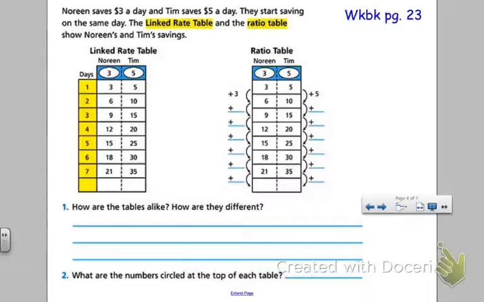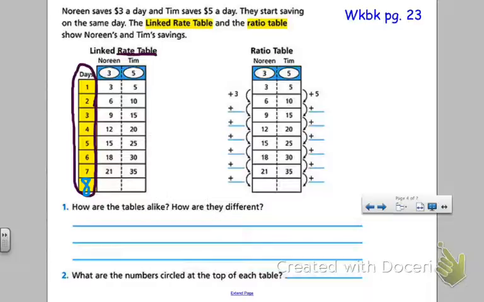So the first table is the linked rate table. You know what a rate table looks like. This is a linked rate table because it shows, first of all, this unit column here. Remember we said in a rate table we always had one column where you were counting by ones? Here we're talking about days. Day 1, day 2, day 3, day 4, day 5, day 6, day 7, and of course there's going to be a day 8. Now what's different about this rate table is that you have two columns next to that unit column. Each column is different though because one column is for Noreen, the other column is for Tim.